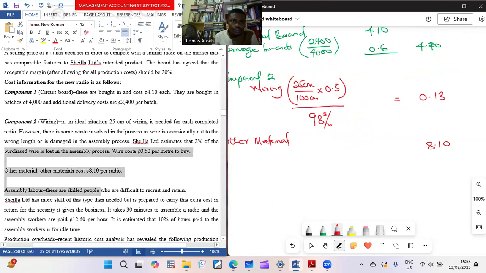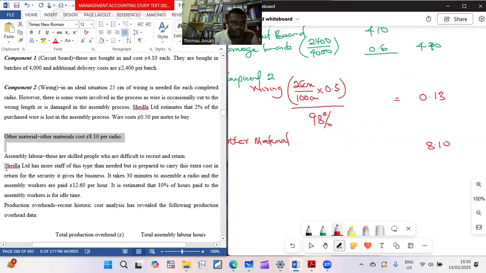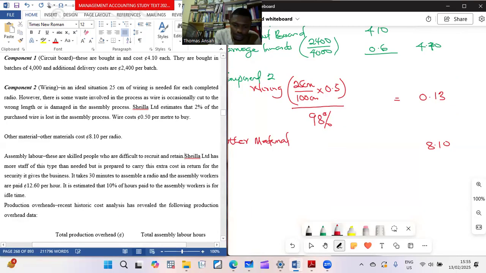Oh, this is fine. All right, so we have done this, and it says that assembly labor is skilled labor, skilled people who are difficult to recruit. Sheila Limited has more staff on this type than needed, but is prepared to carry out extra cost in return for the security it gives the business.